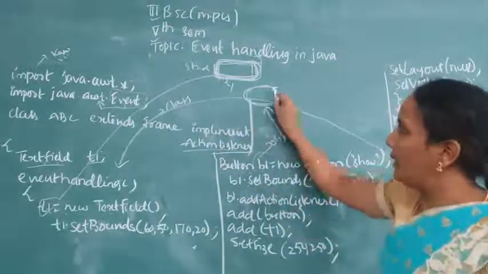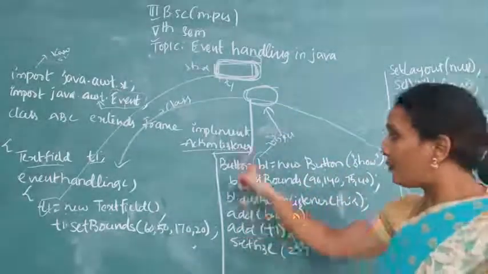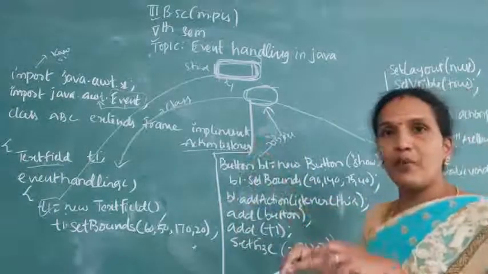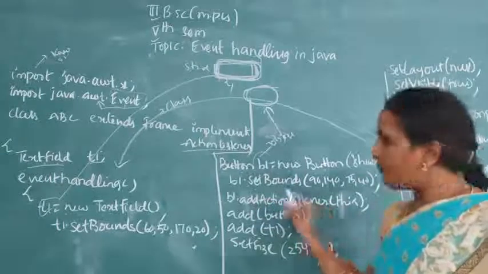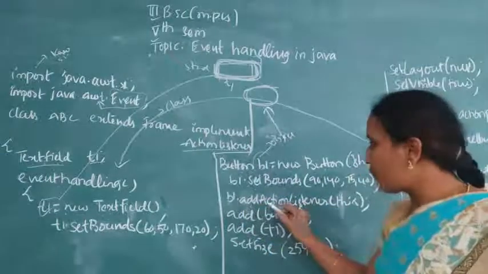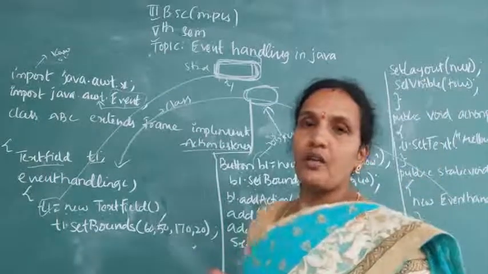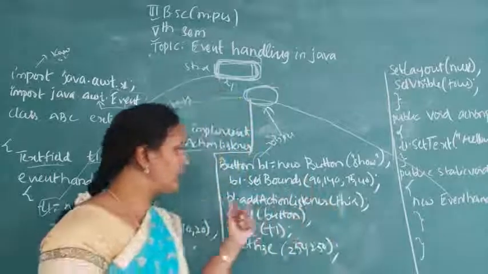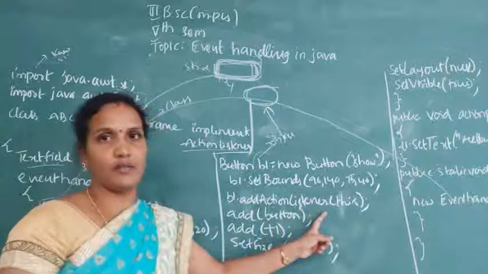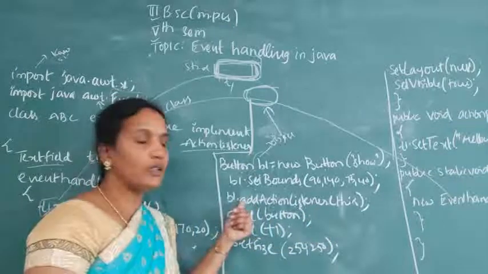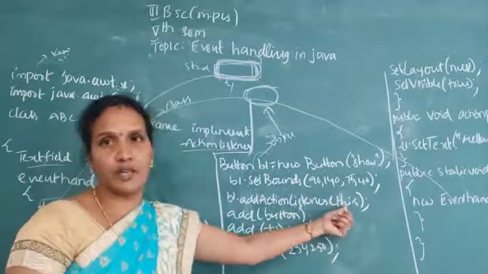Again I am giving the boundaries. Total four sides, coordinates. Now for B1, the button is performing an action, right? So we need to register with the listener. B1 dot addActionListener. Button will come under the action, right? Action. So that is why here I am adding. I am registering with the action listener. Okay, B1 dot addActionListener. Current object, I make reference to the current object.